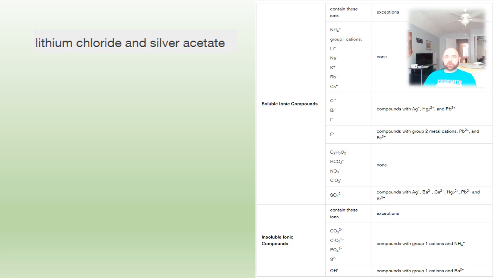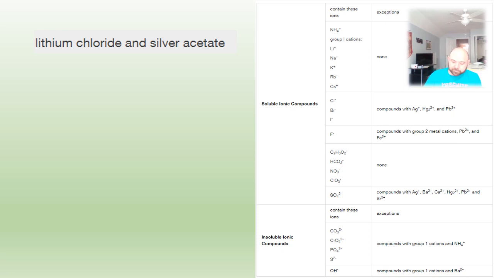Here's our next example of a precipitation system. We would be asked if lithium chloride and silver acetate would form a precipitate if they were mixed together. And so we start by, again, writing out the chemical formulas for the two compounds that were given. We'll check and see if they can be dissolved in water to even attempt the reaction, and then we'll see if we can figure out what compounds would result if we mix the ions.